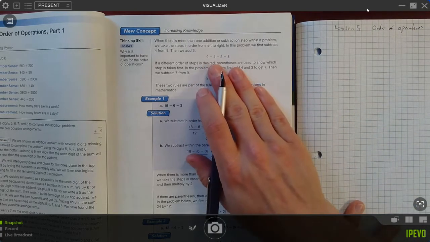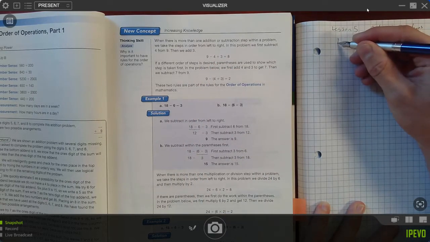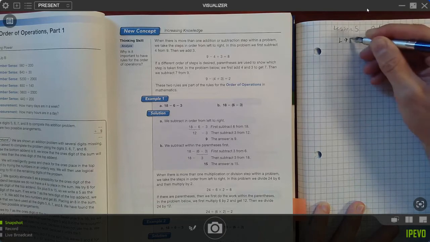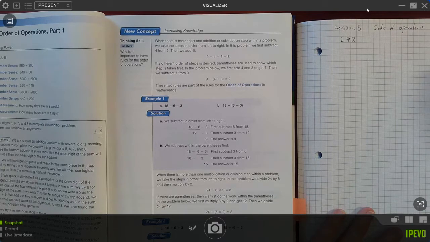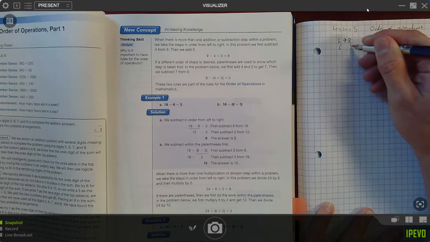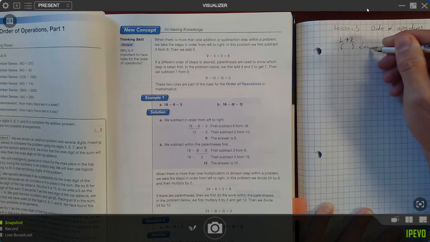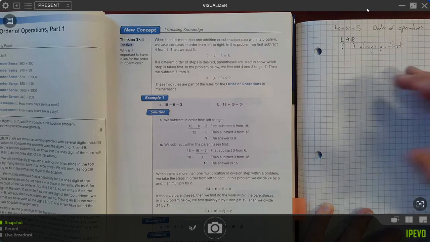Over here, it gives us examples. Now, the basic rule for order of operations is left to right. Okay. You start with the left and you go to the right. The secondary rule, which breaks that, of course, is parentheses always go first. Okay, parentheses will change it.